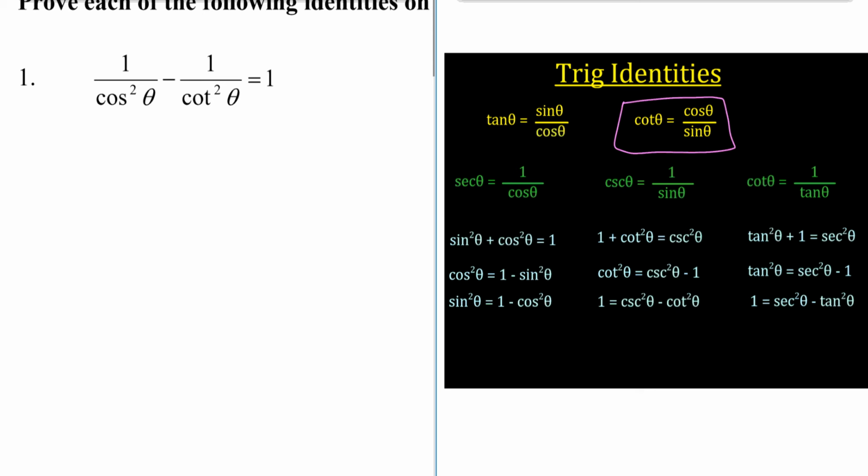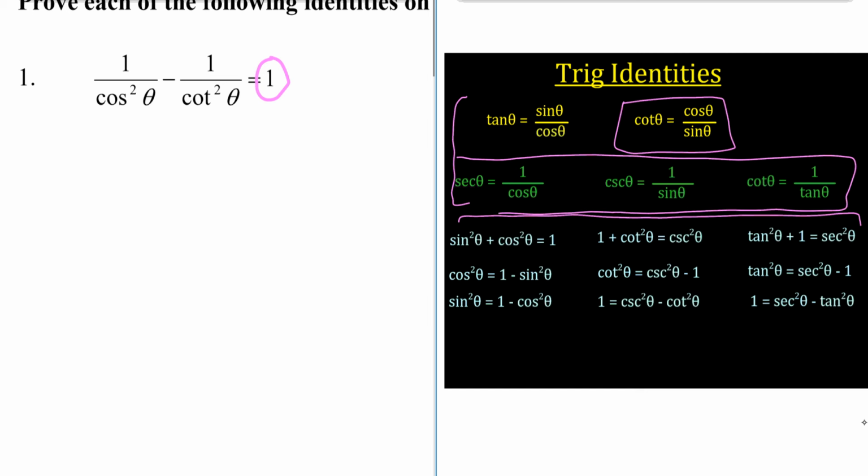The thing that is really a telling sign on this one is this 1 right here. That 1 tells me, hey, and there's all these squareds here, so we're probably going to be working down in this Pythagorean identities area. So what I'm going to do is change both of the things on the left using the stuff up above, and then see if it turns into some Pythagorean identity. So probably one of these reciprocal identities is where we're going to start.